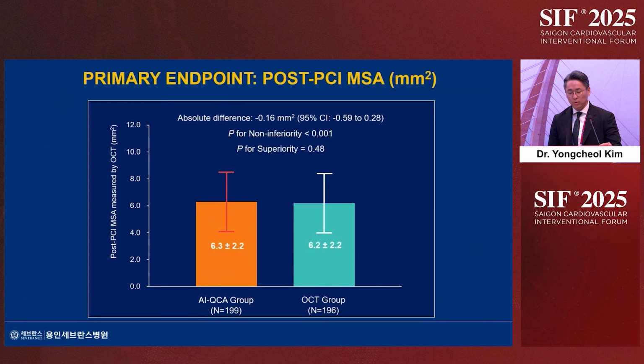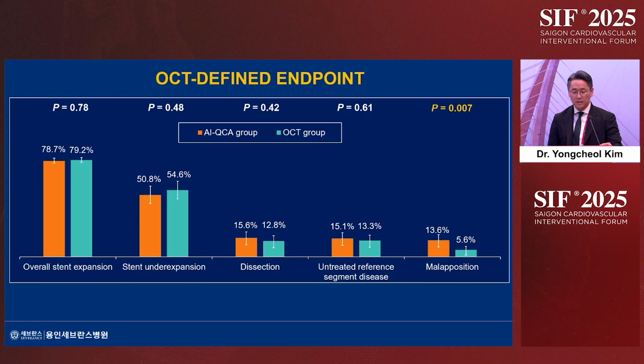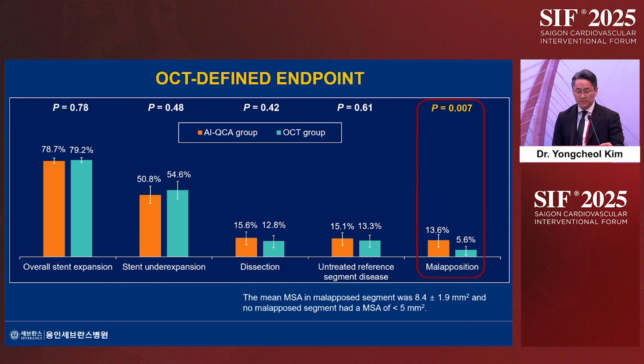This is the primary endpoint. The minimal stent area was 6.3 square millimeters in the AI-QCA group and 6.2 square millimeters in the OCT group, successfully achieving non-inferiority of AI-QCA compared with OCT. Regarding the OCT-defined endpoints, there was no significant difference except for malposition. Malposition occurred more frequently in the AI-QCA group. However, the mean MSA in the malposed segment was 8.4 square millimeters, which is acceptable, and no malposed segment had an MSA of less than 5 square millimeters.